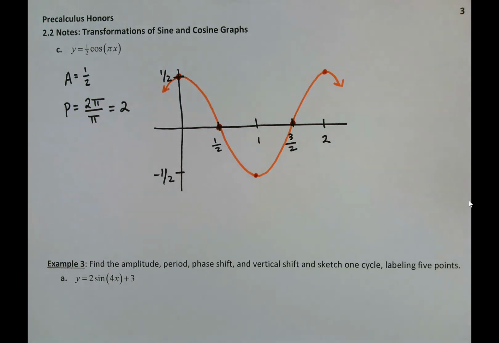Okay, so now that we've looked at sine and cosine graphs and horizontal and vertical compressions and stretches, now we're going to look at example 3 when we look at horizontal and vertical shifts, which are a little bit more difficult, but we can do them.